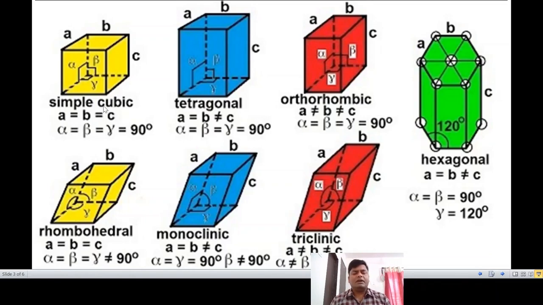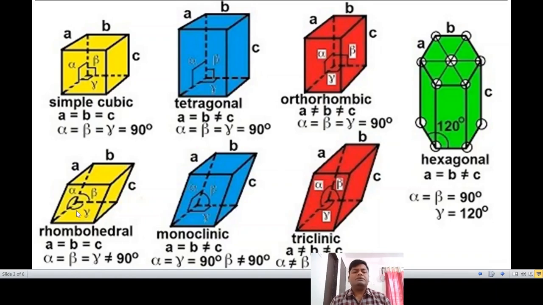For the cubic crystal system, as we know, all angles are 90 degrees and all sides are equal. So cubic contains all sides, the translation vectors A, B, C, equal, and alpha, beta, gamma are 90 degrees. For tetragonal, all angles are again equal, and A equal to B, not equal to C. For orthorhombic, all sides are not equal, meaning A not equal to B not equal to C, and all angles are equal and 90 degrees. So for the first three cells, all angles are equal and 90 degrees, whereas the lattice parameter relation changes in a certain sequence.